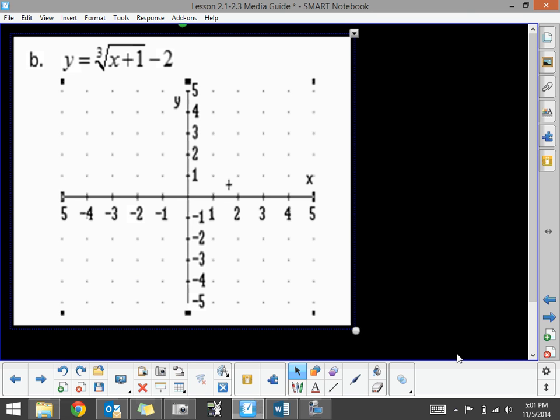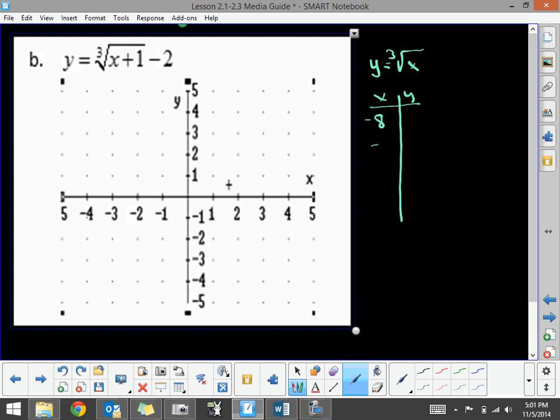11b, I wanted to see if you could make a transformation to the parent function of the cube root. So I'm going to generate some ordered pairs for the cube root. So this is y equals the cube root of x. That's my parent function. It's nice to pick numbers that are perfect cubes. So it's very strategic. I want to put in a -8, a -1, 0, 1, and 8.